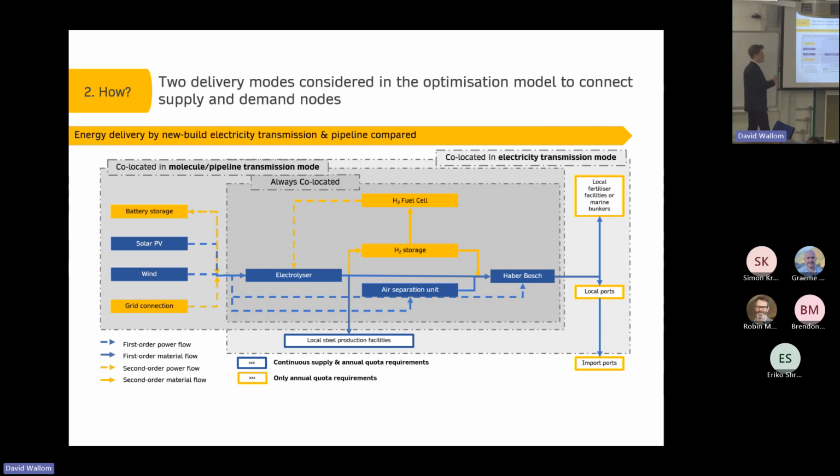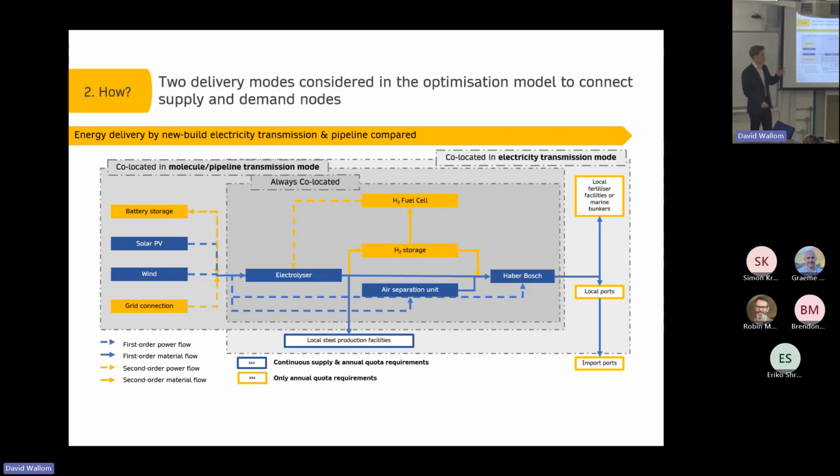Then I had to think about what are the potential ways that the model could match the supply and demand nodes. Does it transmit electricity over long distances? Or does it pipe molecules? And so here, basically, there are two options. The model can either co-locate everything.